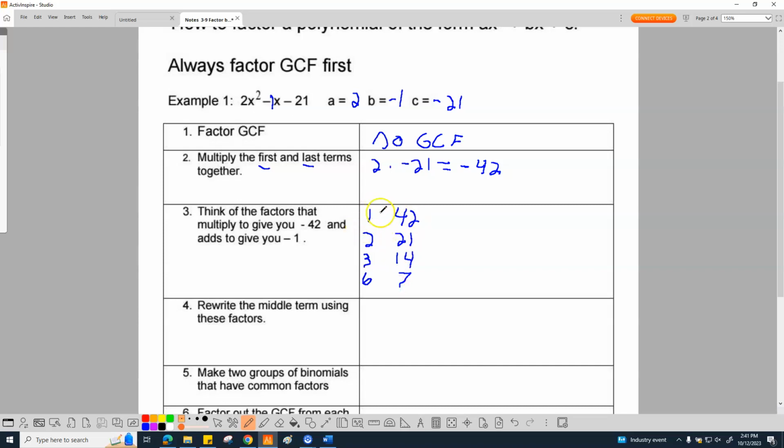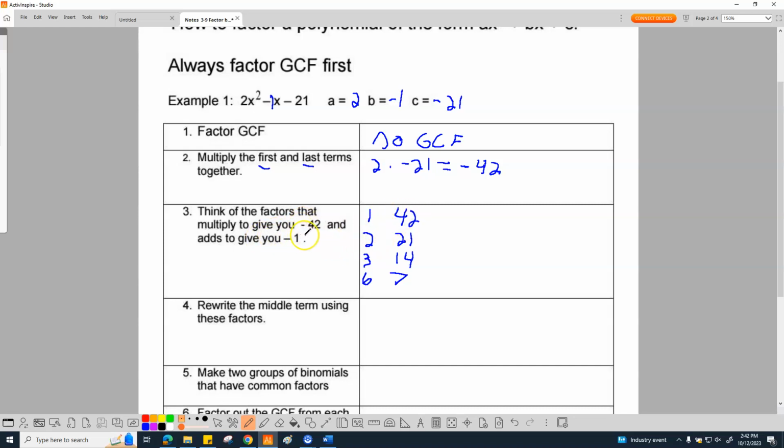So 1 and 42. There's no way to add 1 and 42 to end up with a -1. We have a 2 and 21. You can't add 2 and 21 to get a -1. 3 and 14, you can't add that to get a -1. But 6 and 7, check it out. So now what we have to do, I recommend ignoring the signs at first. Just find the 42, and then go back and say, okay, since this is a negative number, one of these numbers has to be negative.